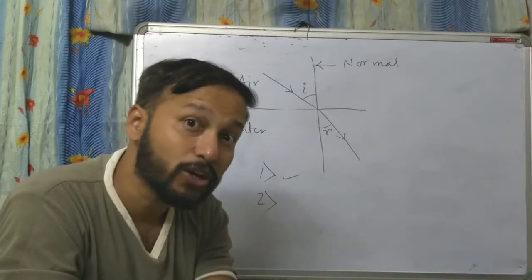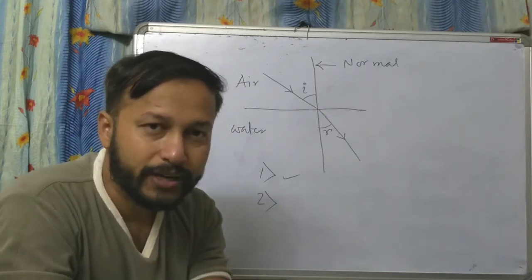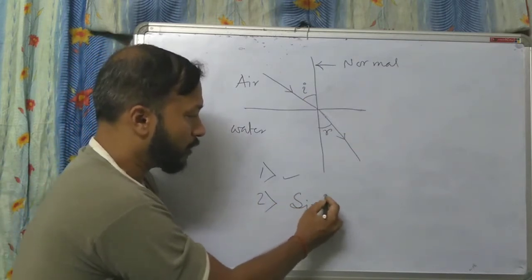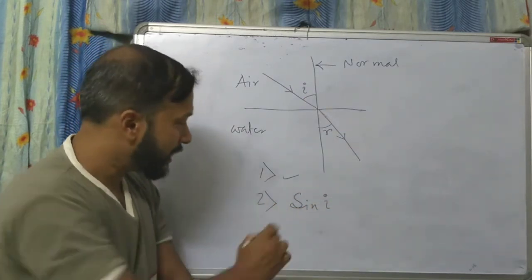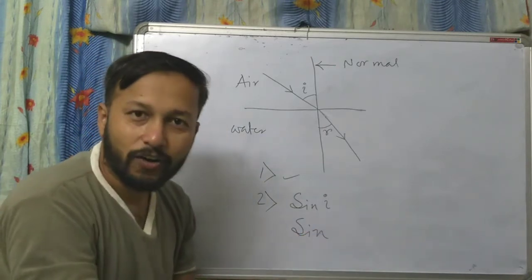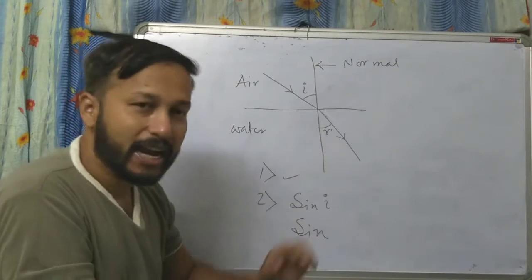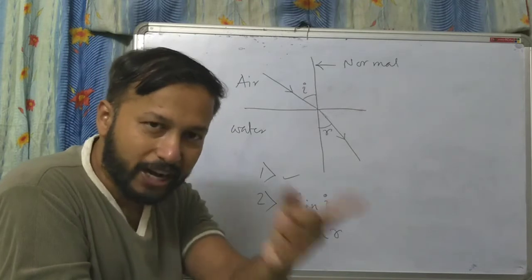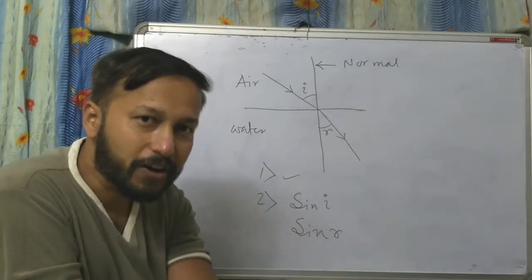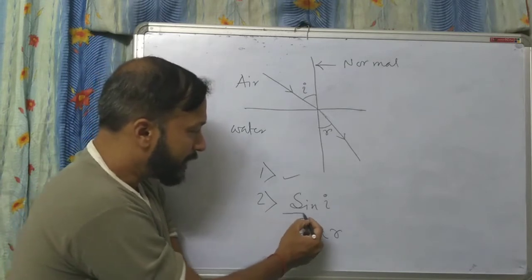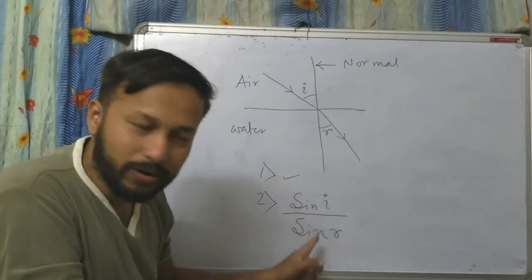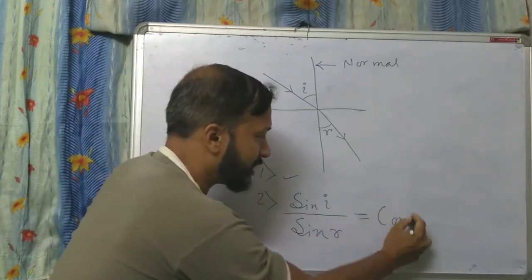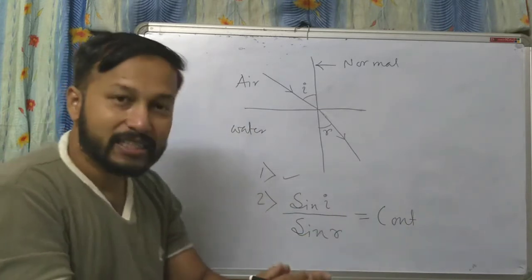We have to take the sine of the angle of incidence, and the sine of the angle of refraction. R is the angle of refraction. So first you take the sine of the angle of incidence, then the sine of the angle of refraction. Now if you find the ratio of these, the ratio is constant. This is the second law.